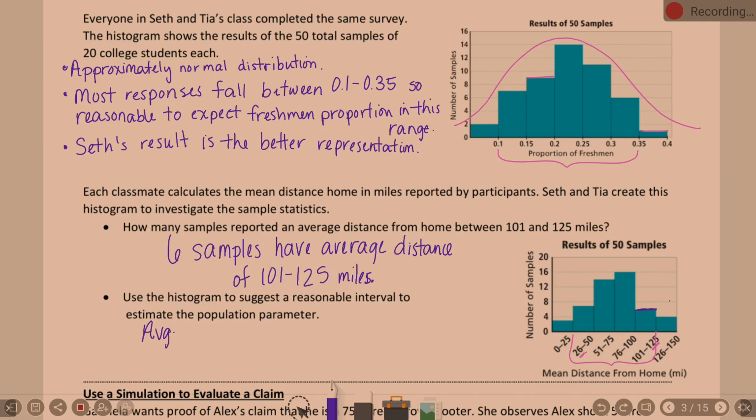I'm going to say average distance likely to fall, what do we say? 26 to 125 miles. And you'll see this trend. The more we continue in this lesson, you'll see this trend of the middle 95%. It will keep occurring.